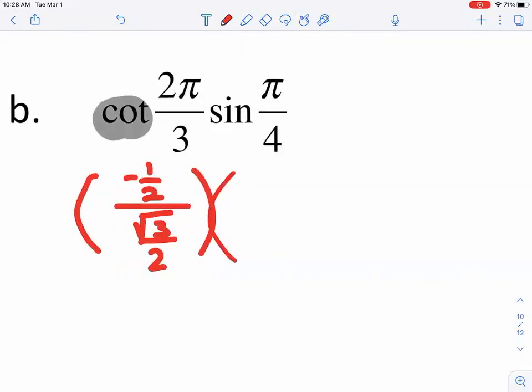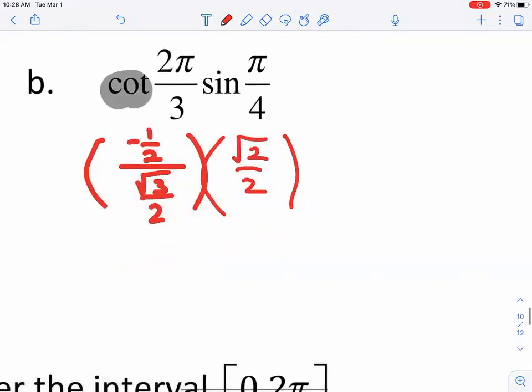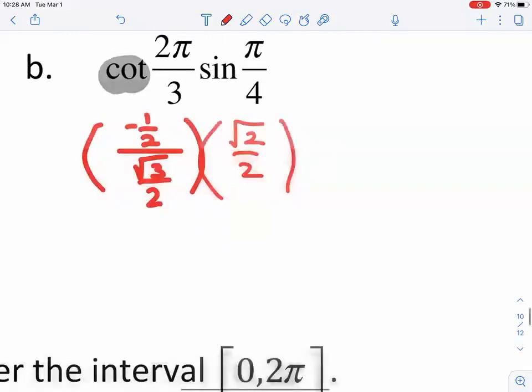Okay, let's keep rolling here. The sine of pi over 4 is the y value of pi over 4, which is root 2 over 2. So that's the first part, is getting the correct values. Are there any other questions on how I got those? All right, so now let's do a little arithmetic to clean this up.